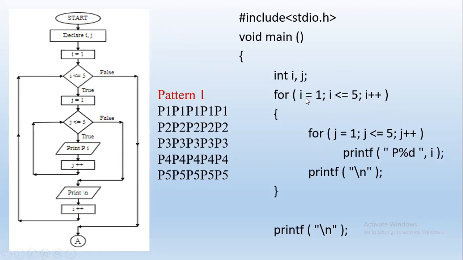The first part, no doubt, is initialization, so i equal to 1. Then second is the condition. The condition has to be written in the decision symbol, the rhombus. So we write i less than or equal to 5. But next is not updation, right? Updation happens only after one complete execution of the body, so updation will be written later. After the condition is checked, i is 1, i less than or equal to 5, the condition is true.